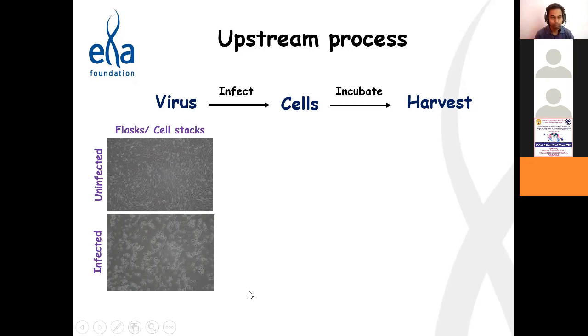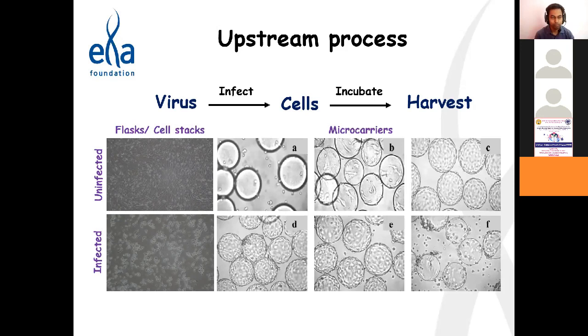If we want to grow it in suspension, it is difficult. We need to adapt, and in that process, a lot of passages happen. So that may change the nature of the cell. So for that purpose, there are microcarriers available, which can be used, which are of definite shape, and cells adhere to that. So these are the microcarriers that you can see here, these round objects in the image.